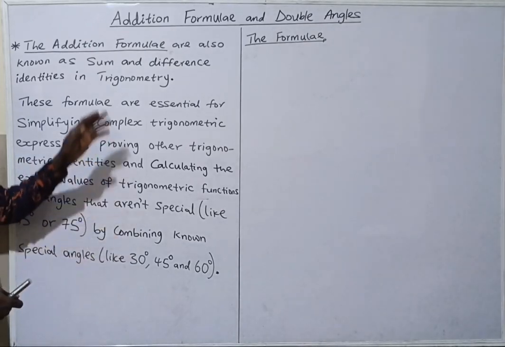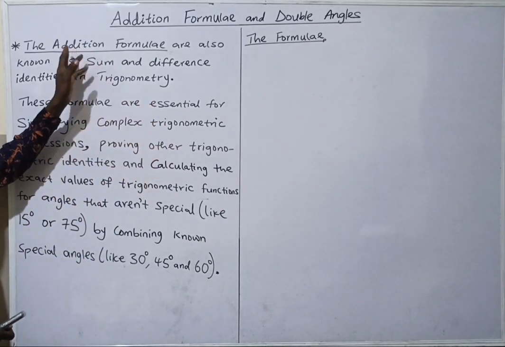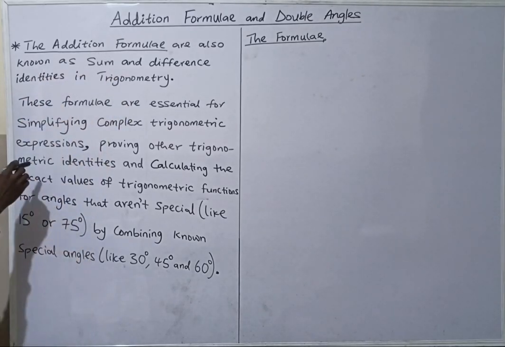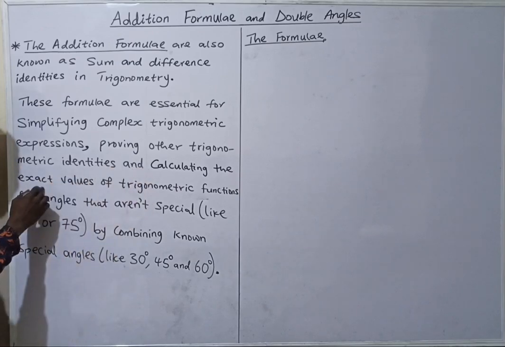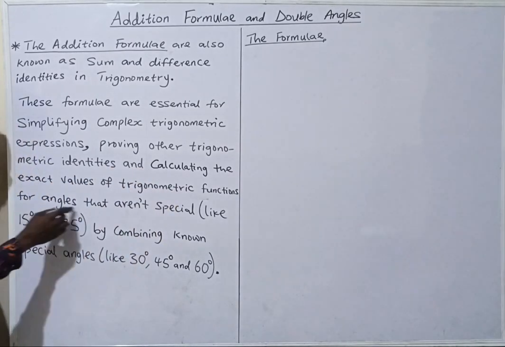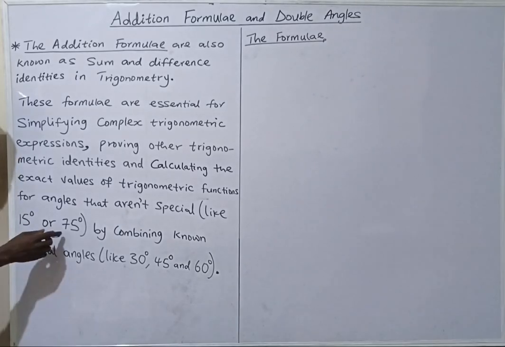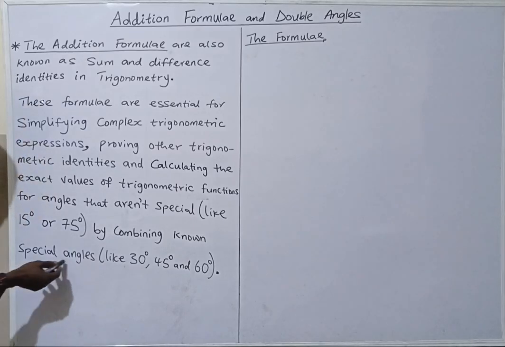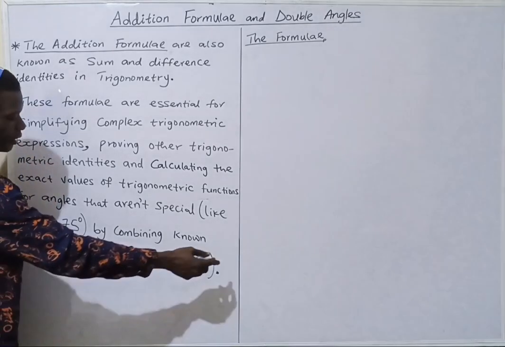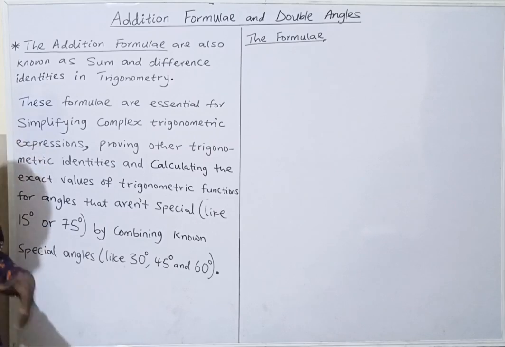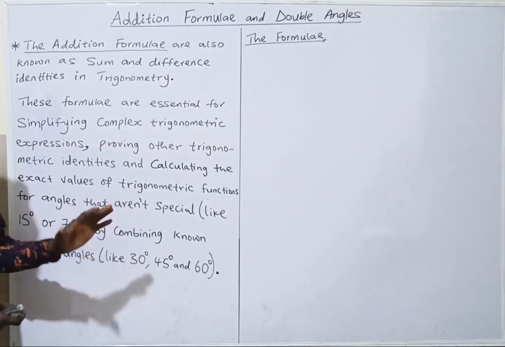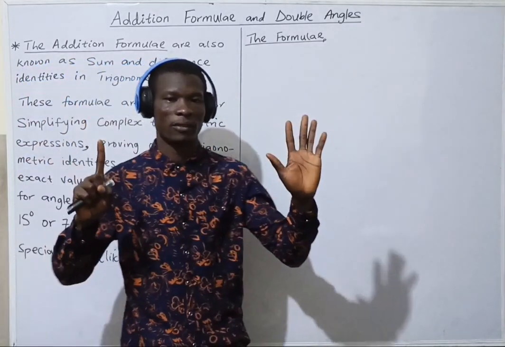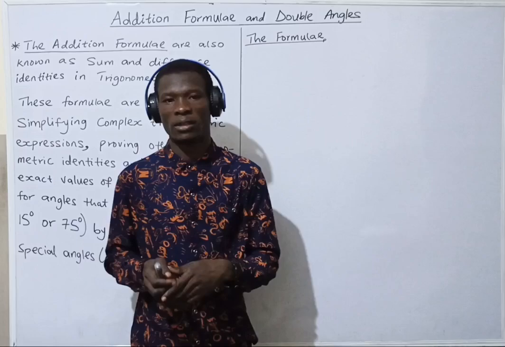One of the very important uses of the addition formulae, or the sum and difference identities, is that they help us calculate the exact values of trigonometric functions for angles that aren't special angles. And how do we do that? By combining known special angles like 30 degrees, 45 degrees, and 60 degrees. We'll be seeing this later on. But for this video, we're just going to list the addition formulae. There are about 6 of them, so I'll be listing them for you one after the other.